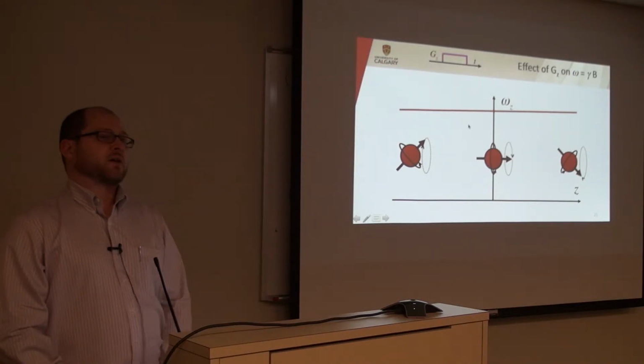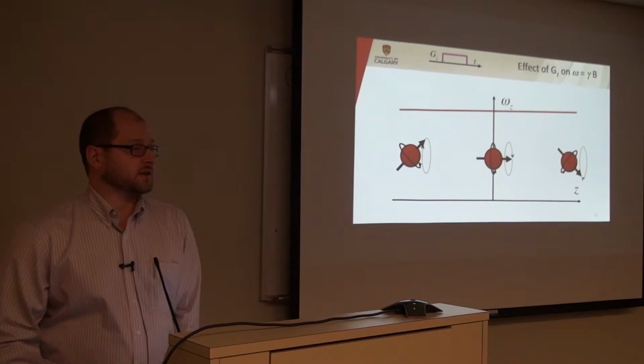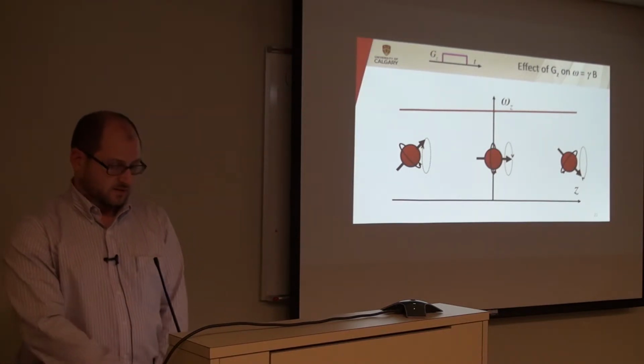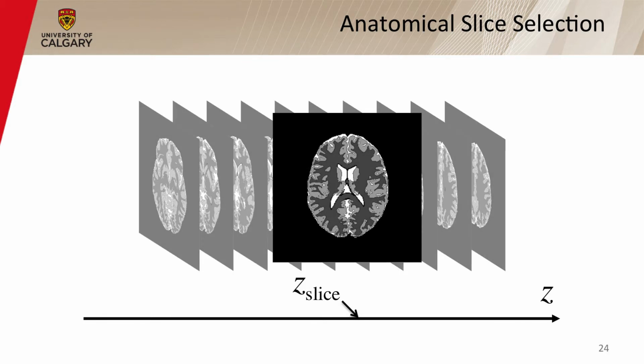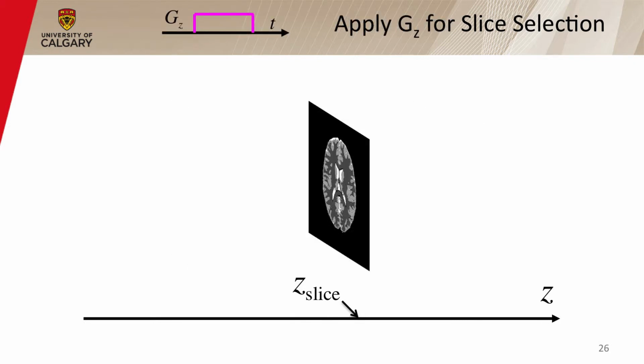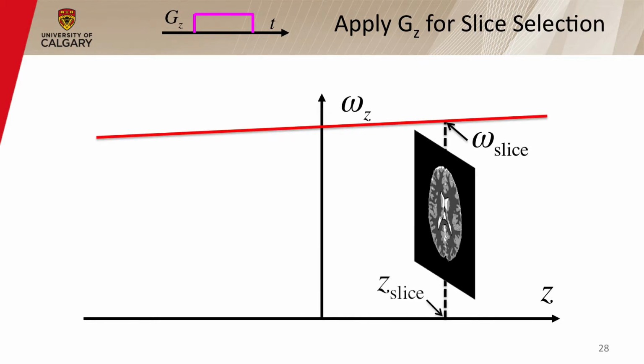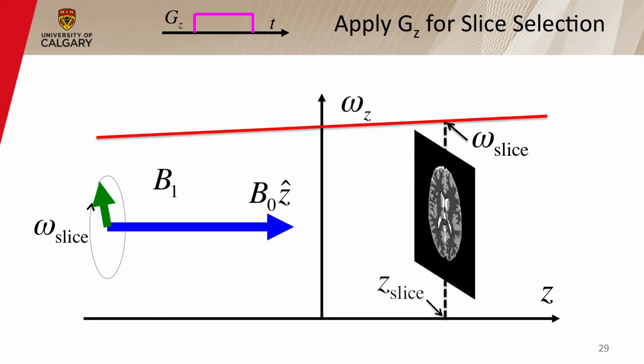Now, one of the best examples of how we use this on a day-to-day basis is slice selection. If you think about the brain being a stack of these 2D slices, and we know that we want to image this particular slice, then we apply our GZ gradient like this, and we know that the frequency is going to be given by this. So all we have to do, if we know that we want this particular Z slice, is we now know exactly what frequency we need to apply our B1 field at.